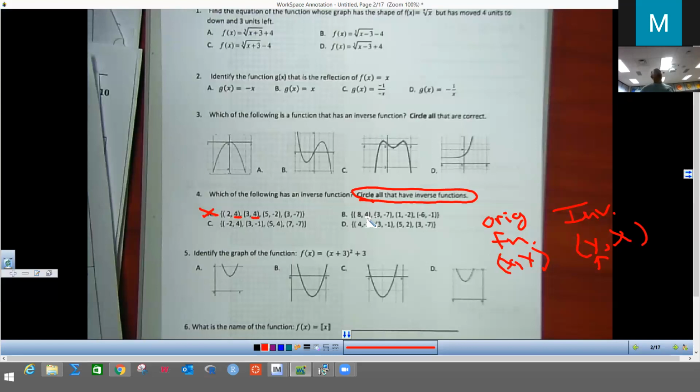When I look at this next one, I got 4, -7, -2, -1. None of those y's, which are the x's in the inverse, repeat. So this inverse is a function. If I look at number C, I got 4, -1, 4. Again, I've got the same y in the original function, which means the inverse is not a function. And over here, I got a -1 repeated in the y's for the original, which means the inverse is not a function. So on this practice test, B is the only one that is a function.